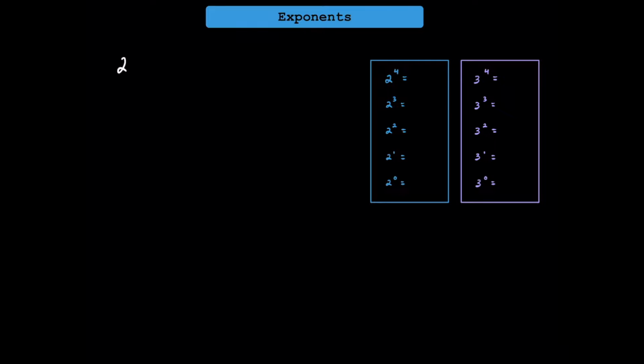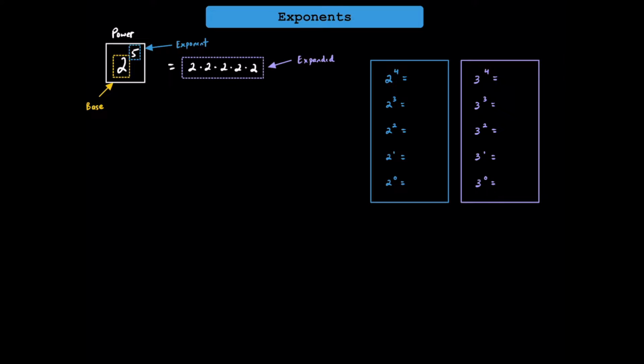Let's start by looking at an example like 2 to the 5th power. This bigger number on the bottom is what we call the base, and the smaller number up here is what we call the exponent. Combined, we call this a power. Simply put, a power is just a shorthand notation of writing a longer multiplication sentence out. 2 to the 5th power is the same thing as 2 times 2 times 2 times 2 times 2. This would be the expanded form of the power, or the equivalent multiplication sentence.